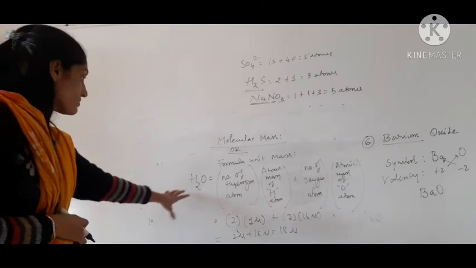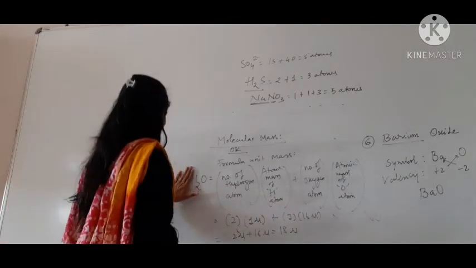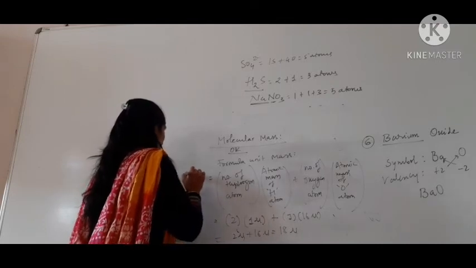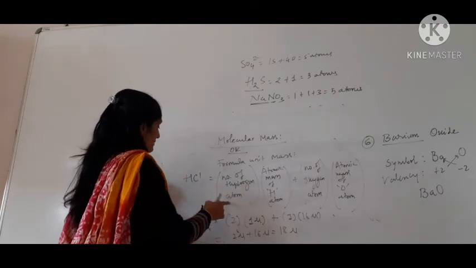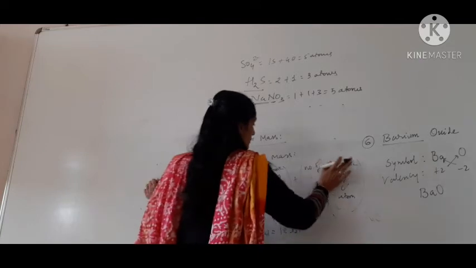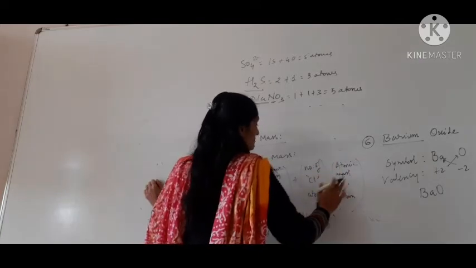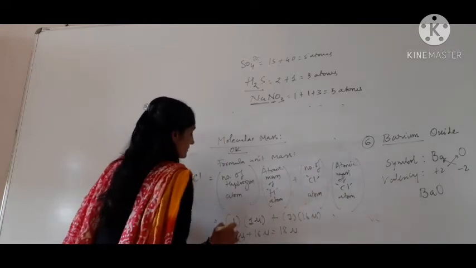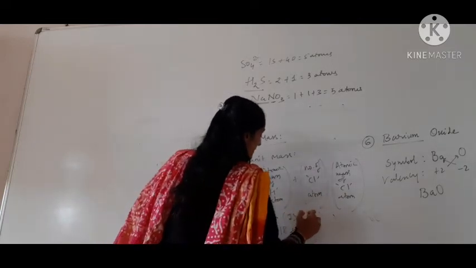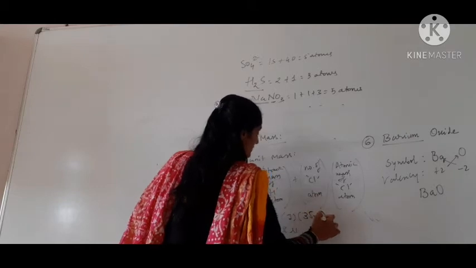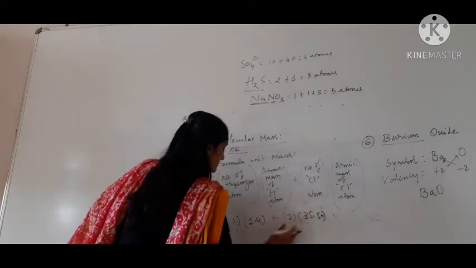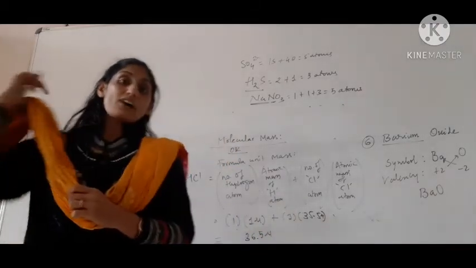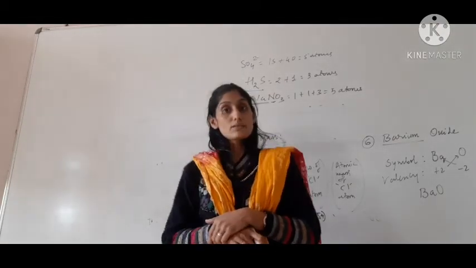How are we going to find out the number of atoms? Suppose instead of H2O, now we have to find the mass for HCl. So the number of hydrogen atoms remains the same. Instead of oxygen, here we write the chlorine atom and the atomic mass of chlorine. So that is 1 into 1 unified mass and 1 into the mass of chlorine, which is 35.5 unified mass. So 1 plus 35.5 is equal to 36.5 unified mass. This is the way we find the molecular mass or formula unit mass.